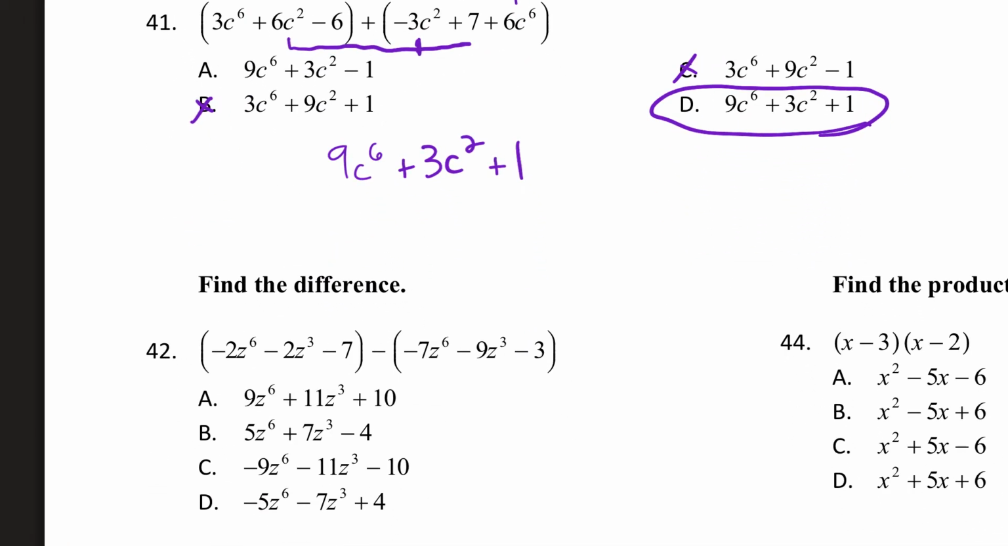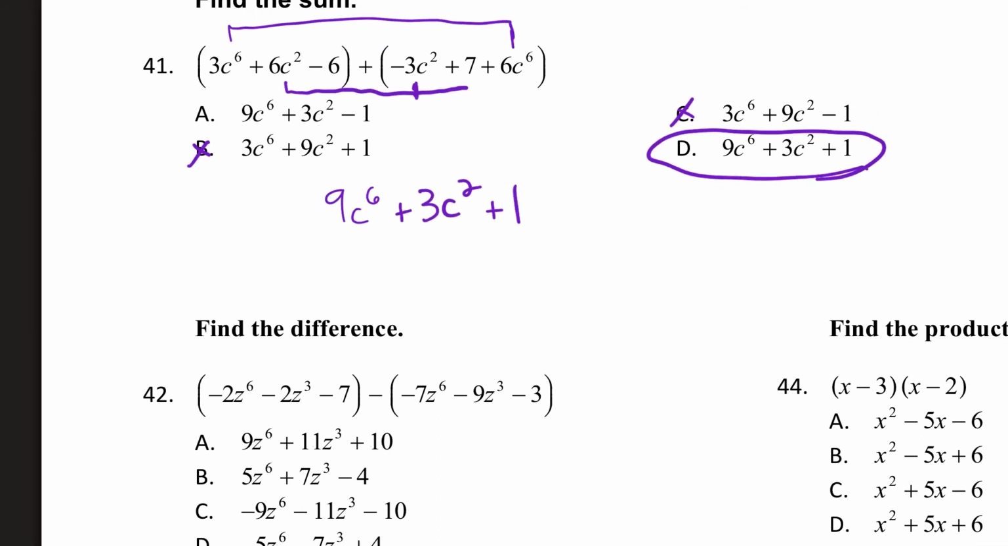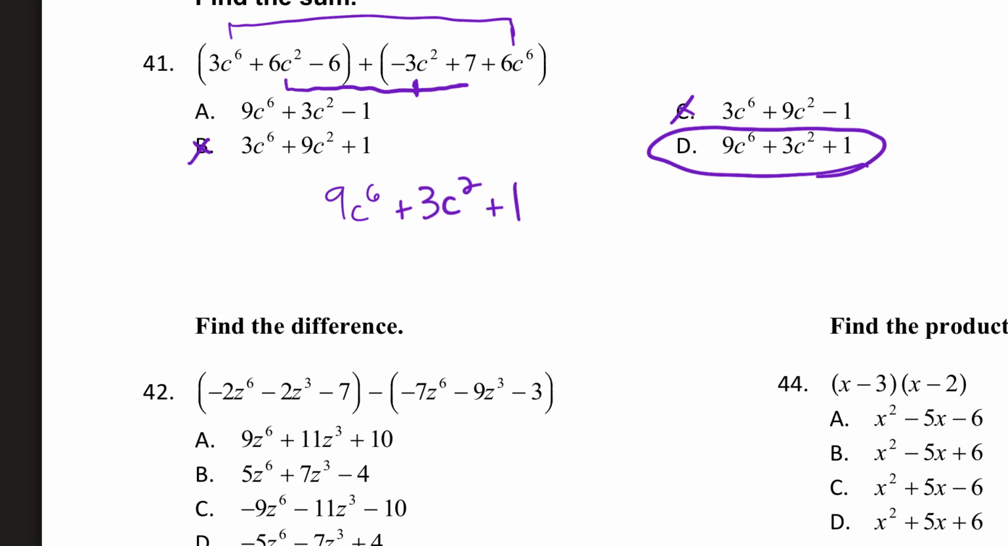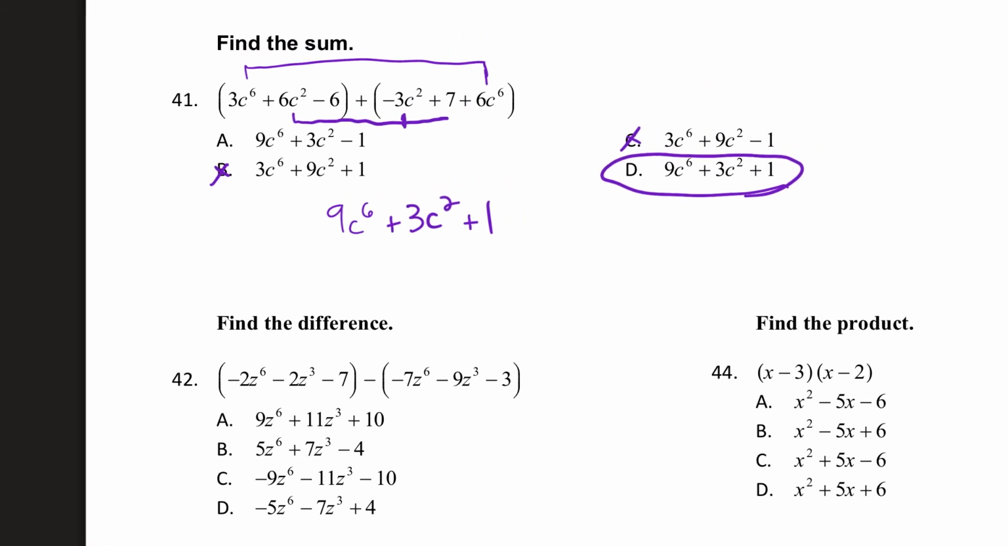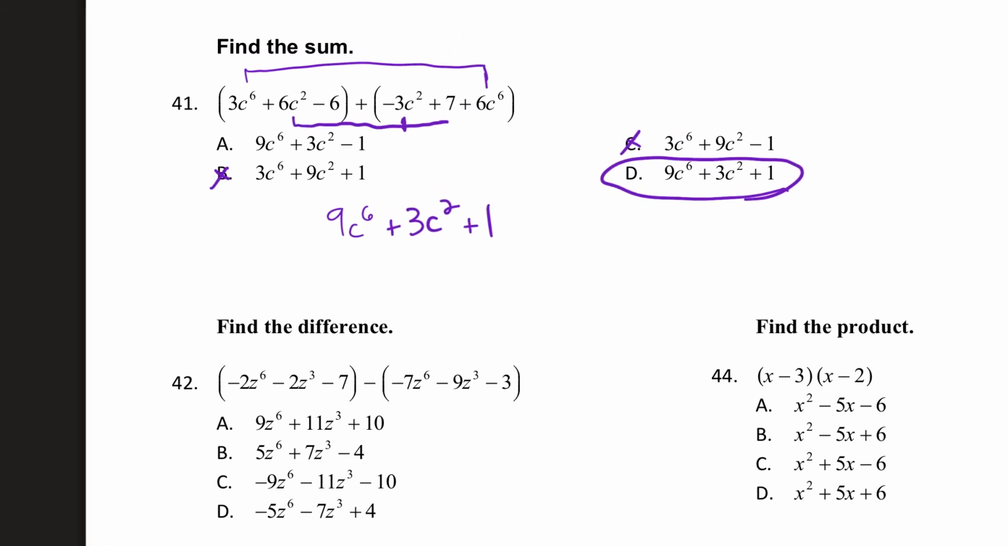All right, and 42, find the difference. Okay, so we are going to turn this into an addition problem, just like we have above. Let me zoom out a little bit. I am going to do that by changing this to a plus sign, but I can't just change it to a plus sign. I now have to change the sign of everything after it. So the negative 7z to the 6 becomes a plus, the negative 9z to the 3rd becomes a plus, and the minus 3 becomes a plus. Now that whole right side is all positive numbers.